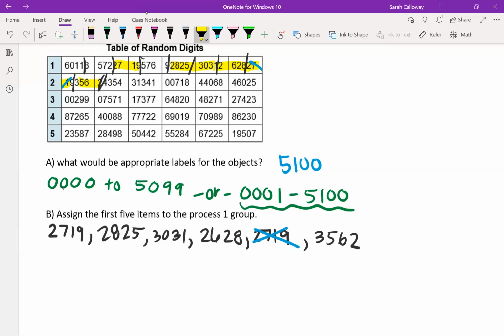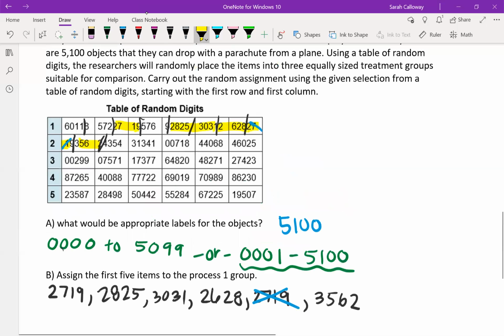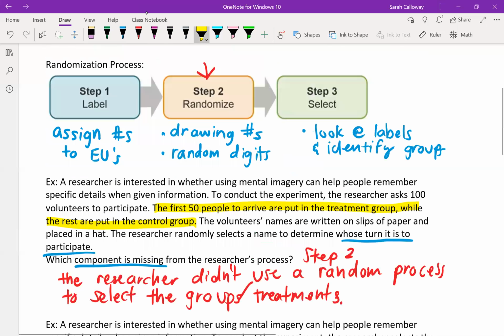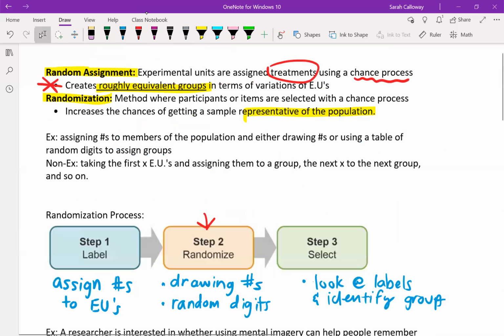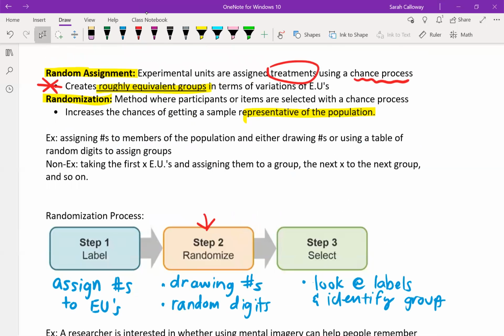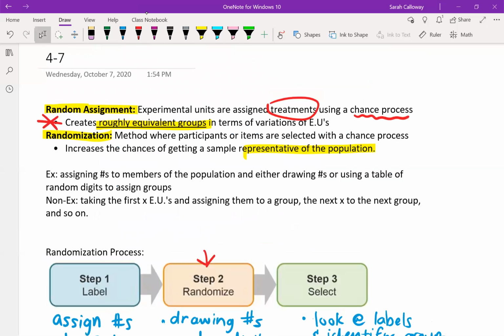Okay, so remember that this was focusing on randomization, knowing that we have these 3 steps in the randomization process. We have to label them with numbers, then randomize them, and then select them into their treatments in order to have a well-designed experiment.